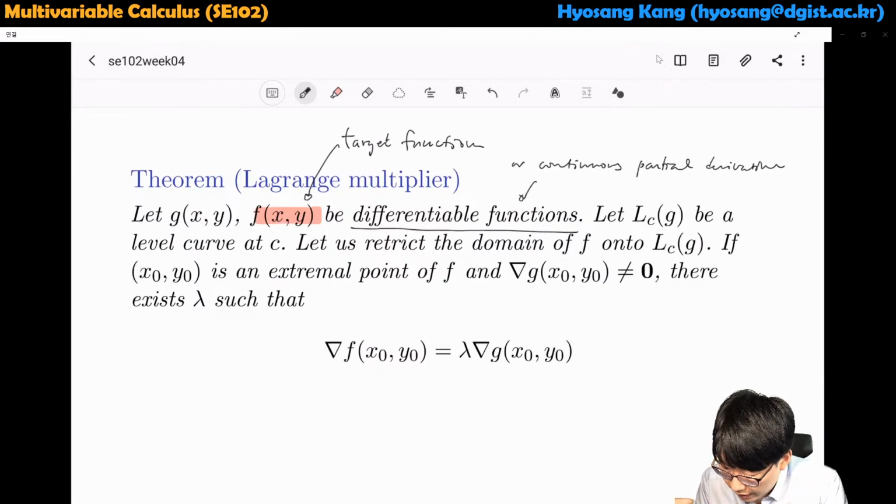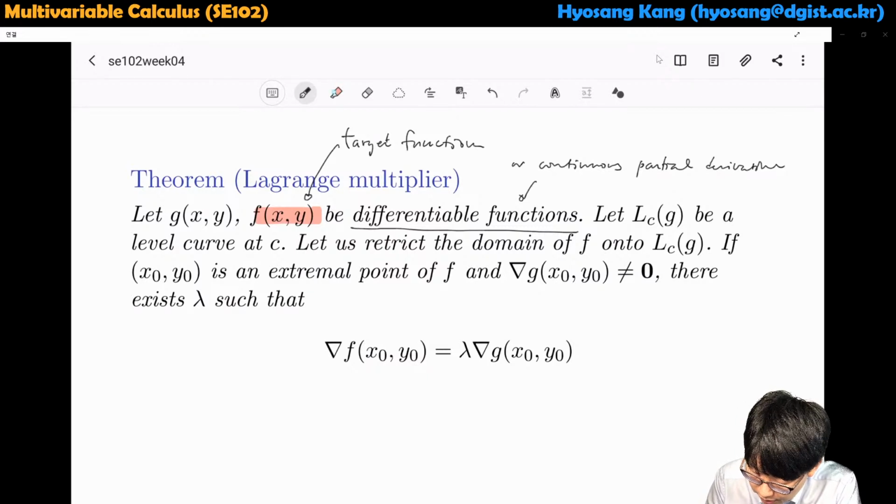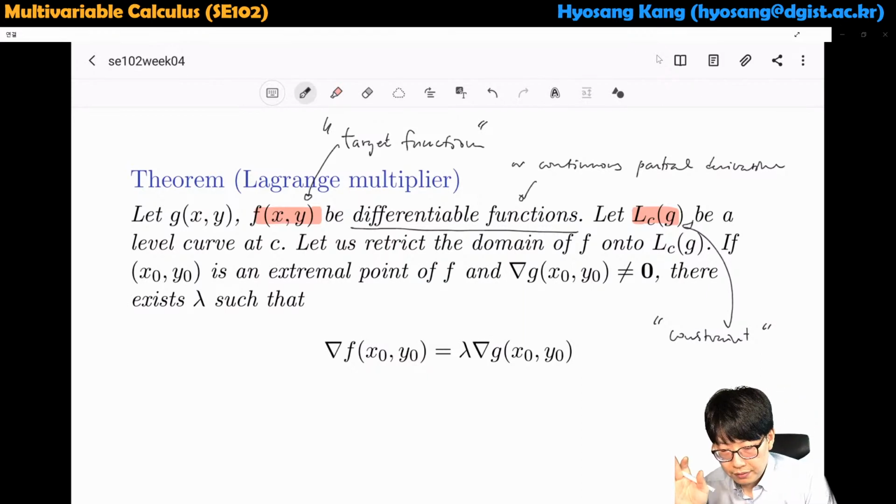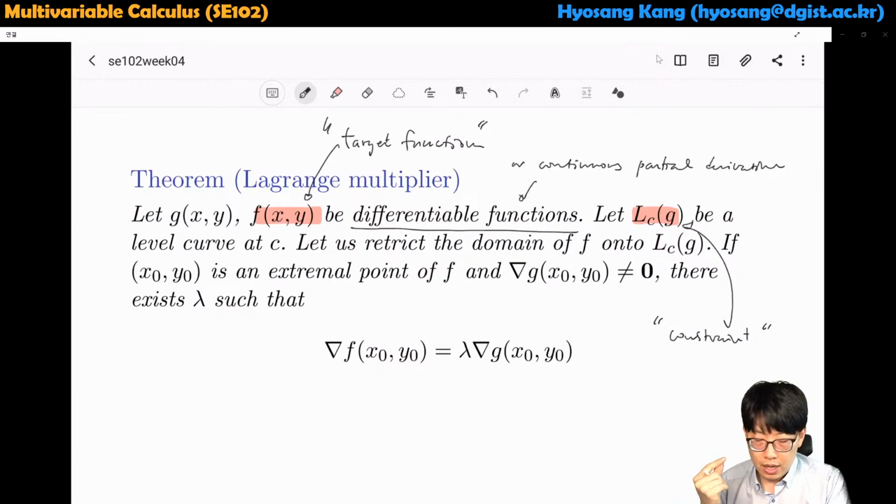We're going to define a level set of g at the value c. Think about this level set. We will call this constraints, not s. So basically we have a target function and constraints. Those are the two ingredients of the Lagrange multiplier.